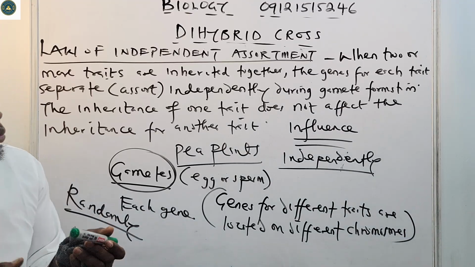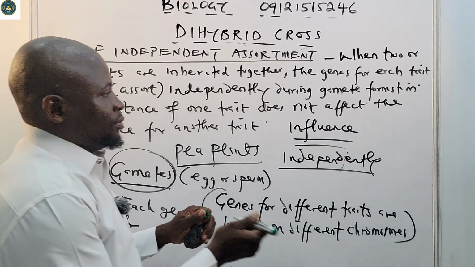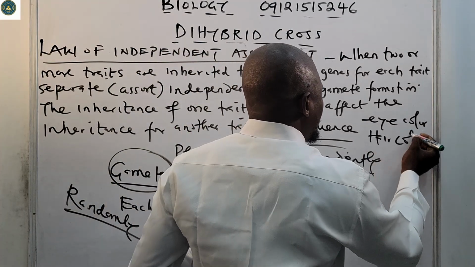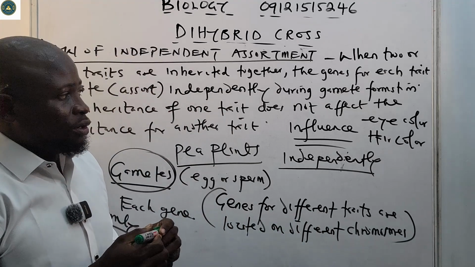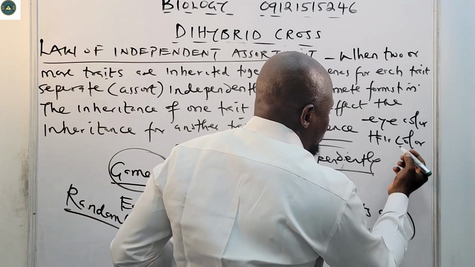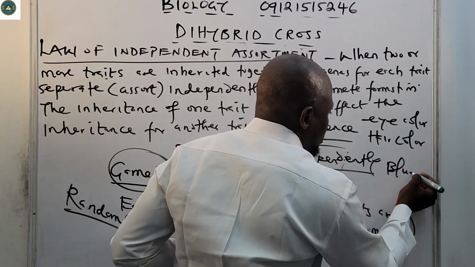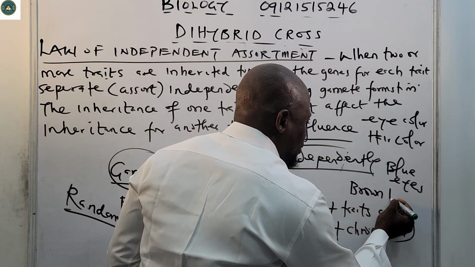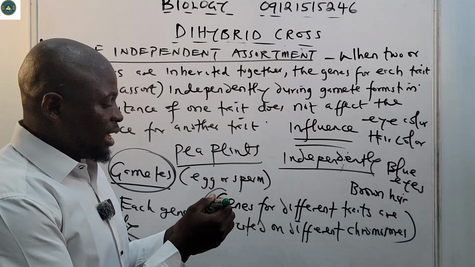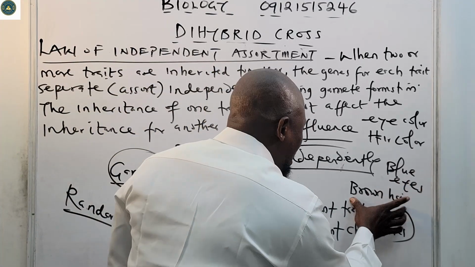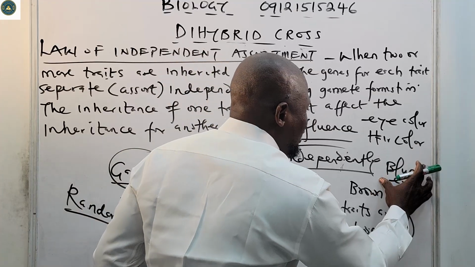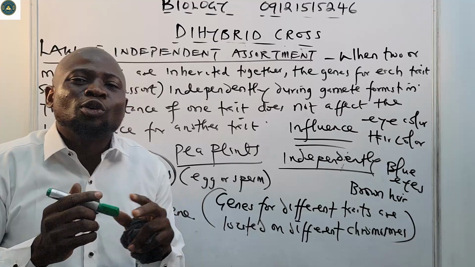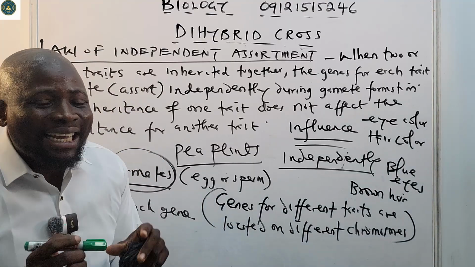For example, in humans, eye color and hair color are different, are they not? Somebody can have, let me say, blue eyes and at the same time have brown hair. Someone can have blue eyes and have brown hair. So the gene for this does not affect this one. They are independent of each other.